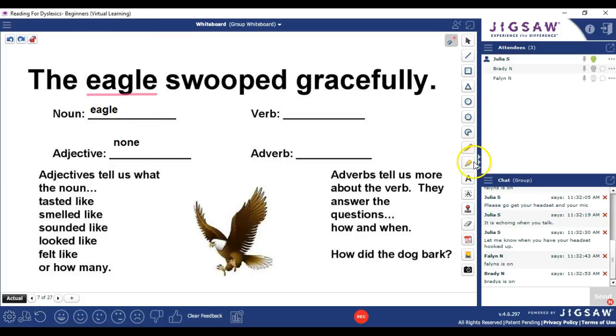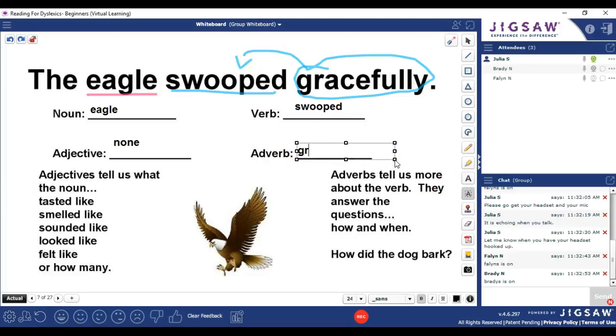What's the verb in this sentence? What is the eagle doing? Swooping. Very good. He's swooping. That eagle swooped. He swooped down. He must be catching something. Okay? And now we have to ask the question, the eagle swooped how? Does gracefully answer the question, the eagle swooped how? Yes, it does, right? It gives us more information about how the eagle swooped. The eagle swooped gracefully. So gracefully is our adverb.